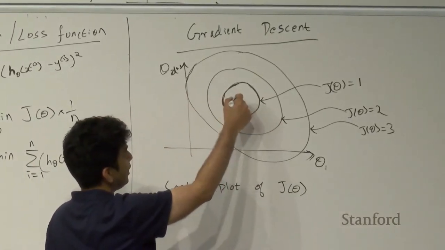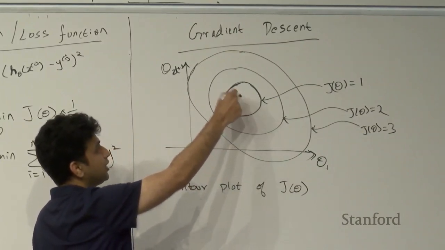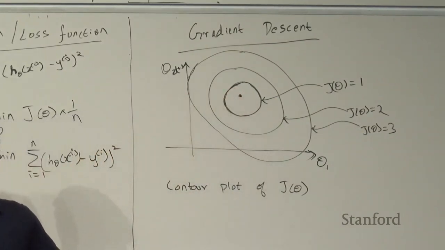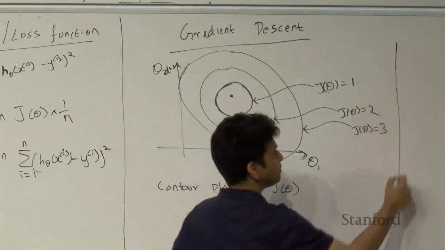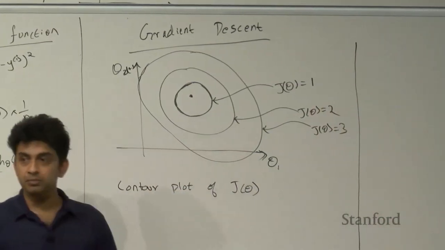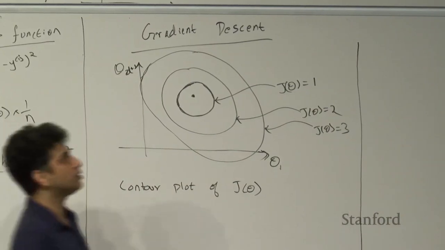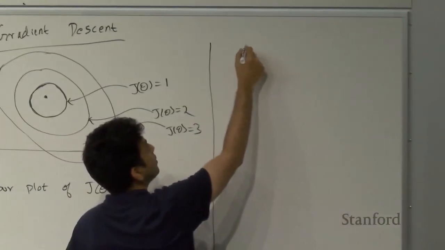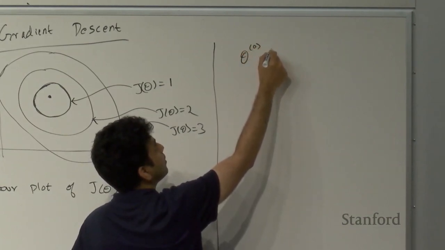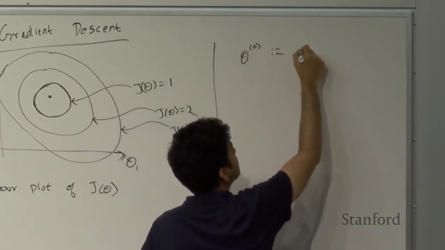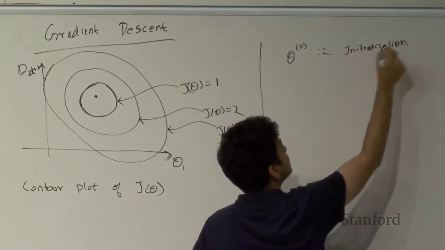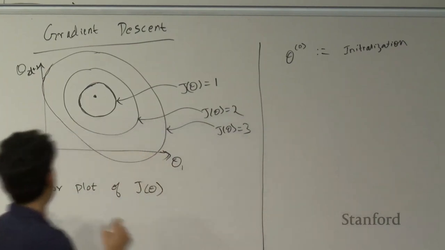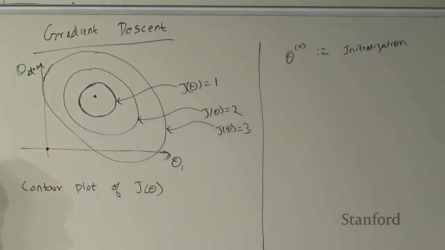So our goal is to find the value of theta where J of theta is the smallest. And for this, we're going to use an algorithm called gradient descent. Now, how does gradient descent work? In gradient descent, we start with a random initial value of theta. So we set theta naught equal to some initialization. A common initialization is to just start with theta naught equal to 0 at the origin.